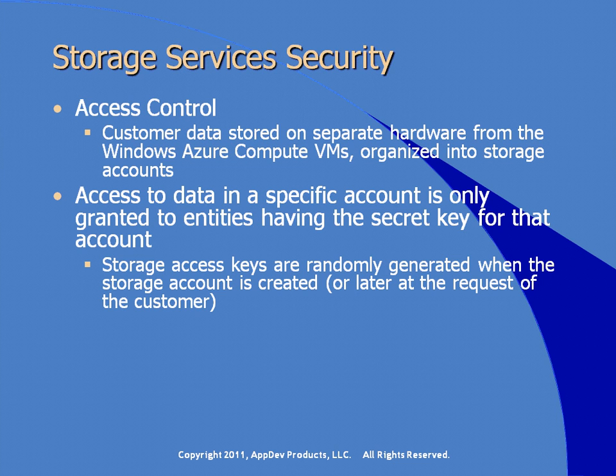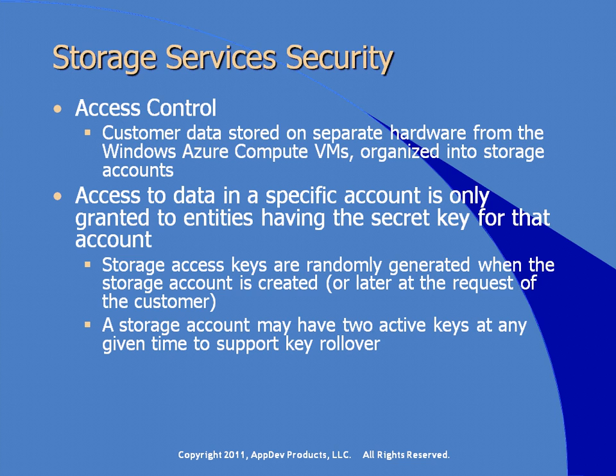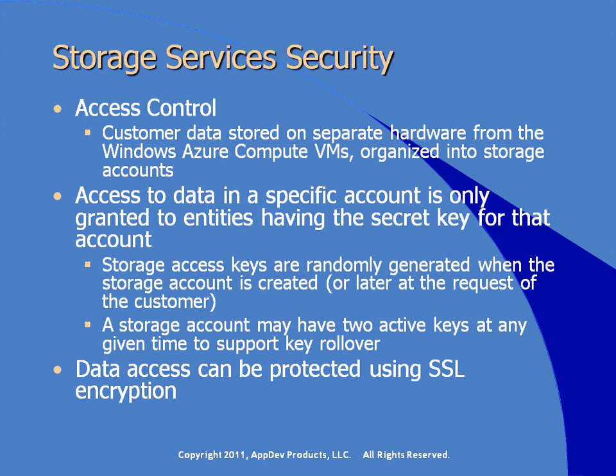Now, these storage access keys are randomly generated when the storage account is created, so there's no way that you can guess what the next one is. And a storage account may have two active keys at any given time to support key rollover. If one security key is compromised, you can disable that one, generate a new second key, make the existing second key your primary, and generate a new second key. And data access can be protected using SSL encryption to even further secure your data.